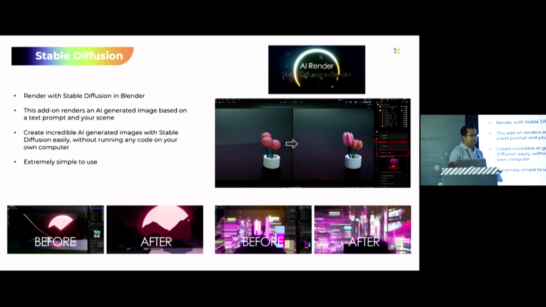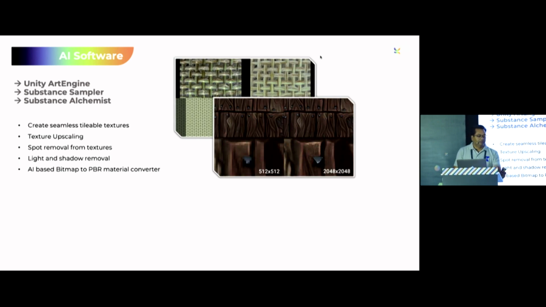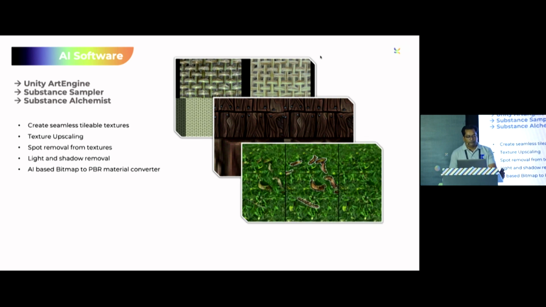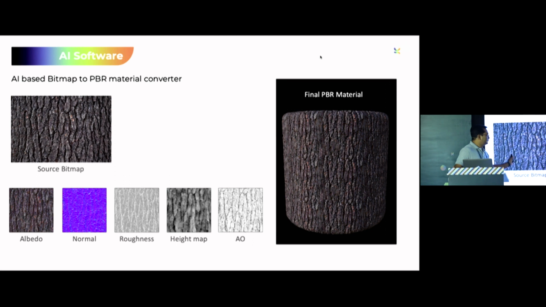So let's talk about some other software instead of text to image generation. There are some more tools like Unity Art Engine, Substance Sampler, Substance Alchemist. These three tools are more or less doing the same thing, basically bitmap image to PBR texture creation. And they can do some other work like create tileable textures, upscale the textures from a smaller size to bigger size with precise detail, and remove unnecessary objects and lights. These tools are very powerful for this job, and you do not need any texture subscription. You can just click with your mobile or your camera, and create the PBR texture like this.